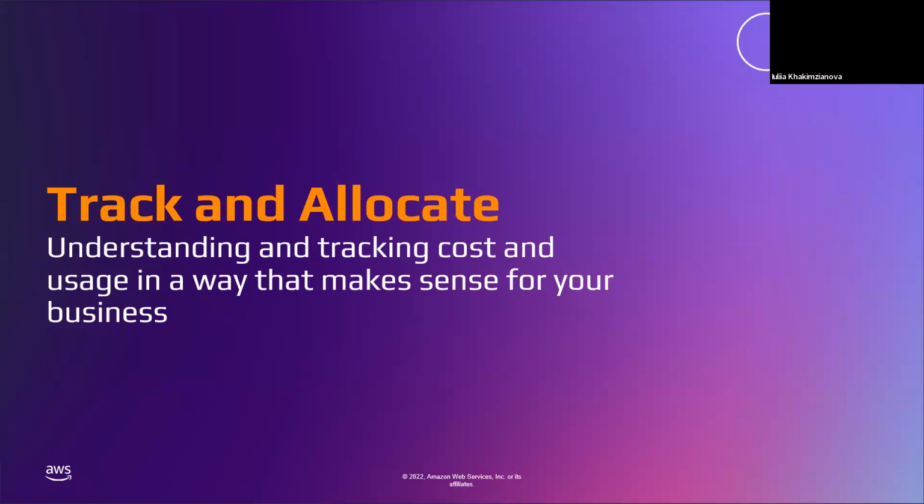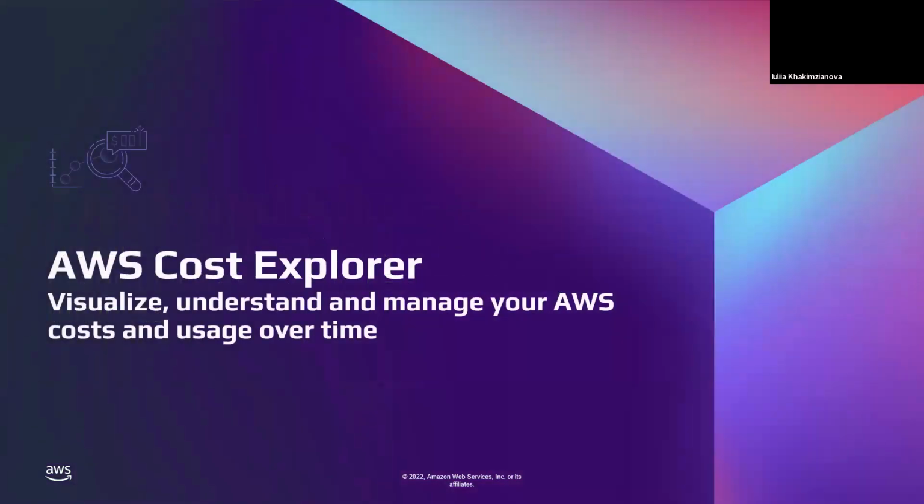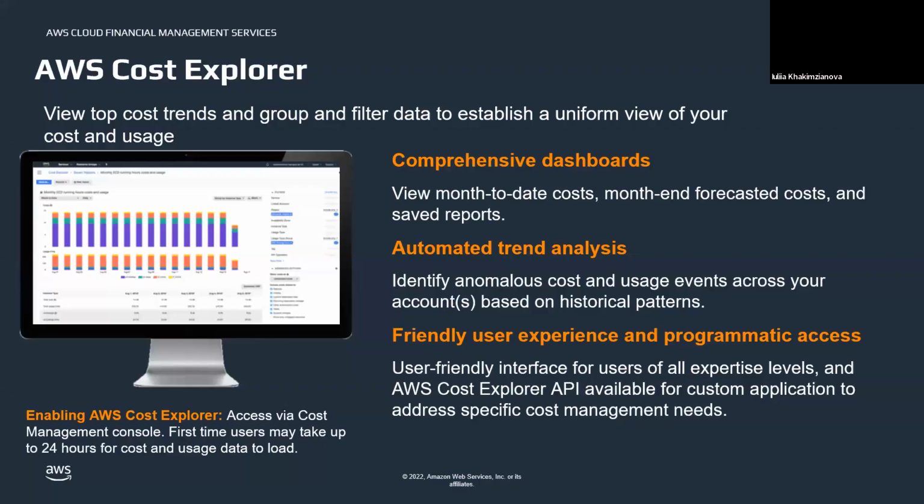Another part is track and allocate. And here is my most important one and my favorite, the Cost Explorer. The Cost Explorer is the solution that you can access straight from your AWS console, which can help you dive deep into your cost trends and group and filter data by service, by usage type, by instance type, by region that you're leveraging.